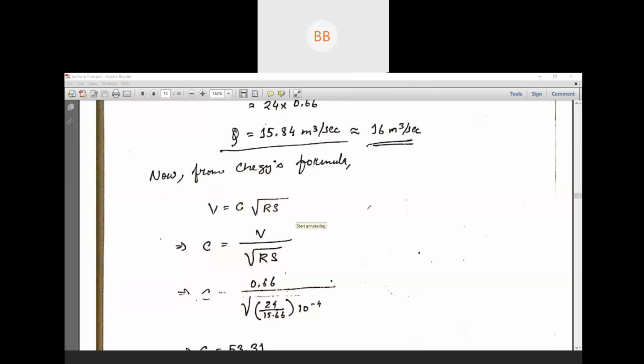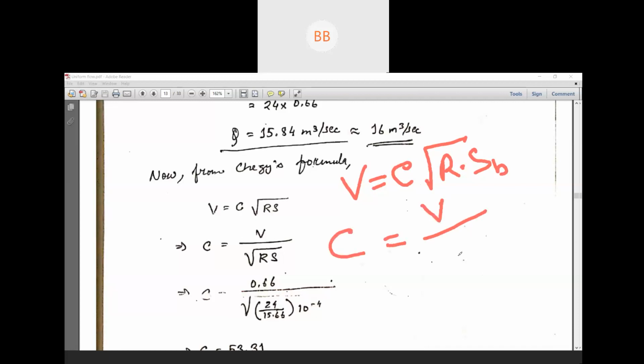So we all know that Chezy's equation is nothing but V equal to Chezy's constant root over R S. This is nothing but your bed slope. So from here we can find out C, that is V by root over R bed slope. So you can directly find out the C value. Velocity we have already calculated, I think it's 0.66.